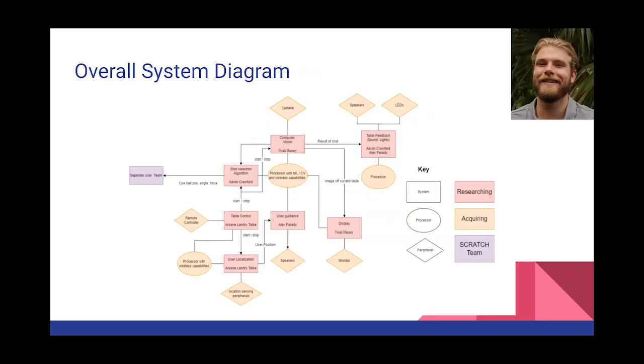This slide is the overall system diagram. From it, you can see our processor selection, which will be based on the Jetson Nano to power the shot selection algorithm and computer vision. We will also be using the ESP32 for the user localization system and the user guidance system. You can see all of the inputs and outputs between the various systems, as well as the peripherals for each.